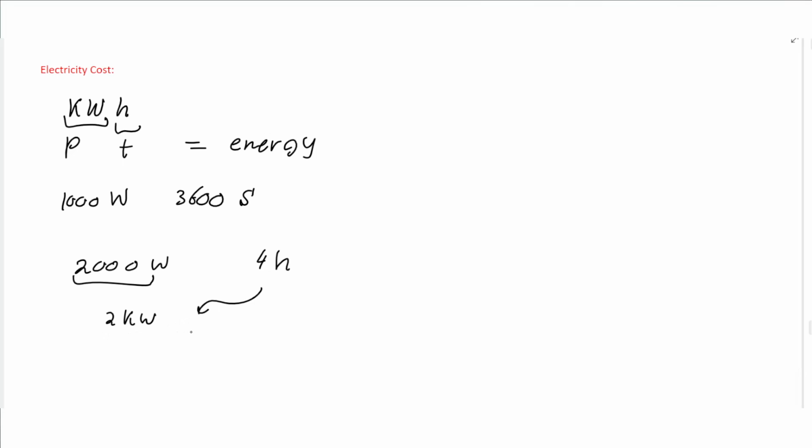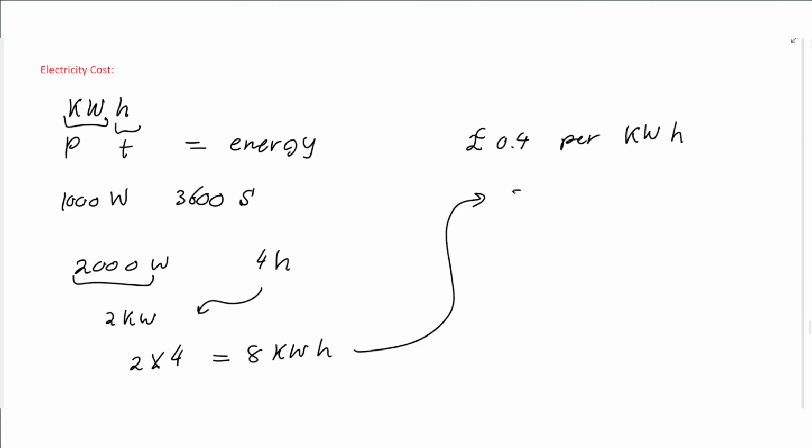So you multiply power by time. So 2 multiplied by 4, you get 8 kilowatt hours. So for example, if the cost of the electricity, or the electric bills, is 0.4 pounds per kilowatt hour, you can calculate the total cost of the energy used. So you multiply 8 by 0.4, you get the total cost.